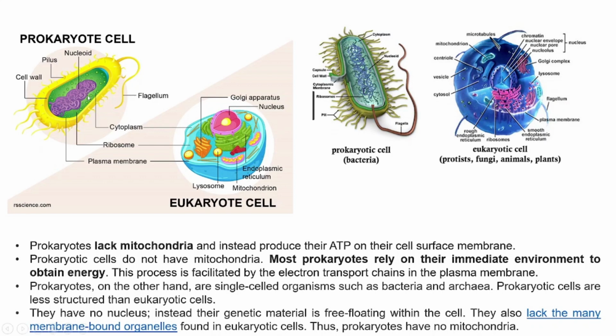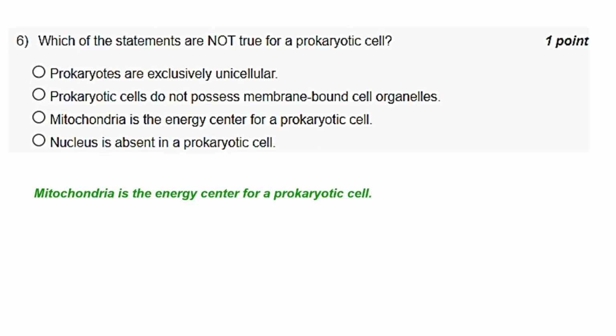Prokaryotic cells have free floating genetic material, and they also lack many membrane bound organelles found in the eukaryotic cells. They have the ribosome, of course, because ribosome is required for protein synthesis, but they do not have the ER, mitochondria, or chloroplast. These are some of the membrane bound organelles that they lack. So prokaryotes have no mitochondria. The statement that mitochondria is the energy center for a prokaryotic cell is not true.